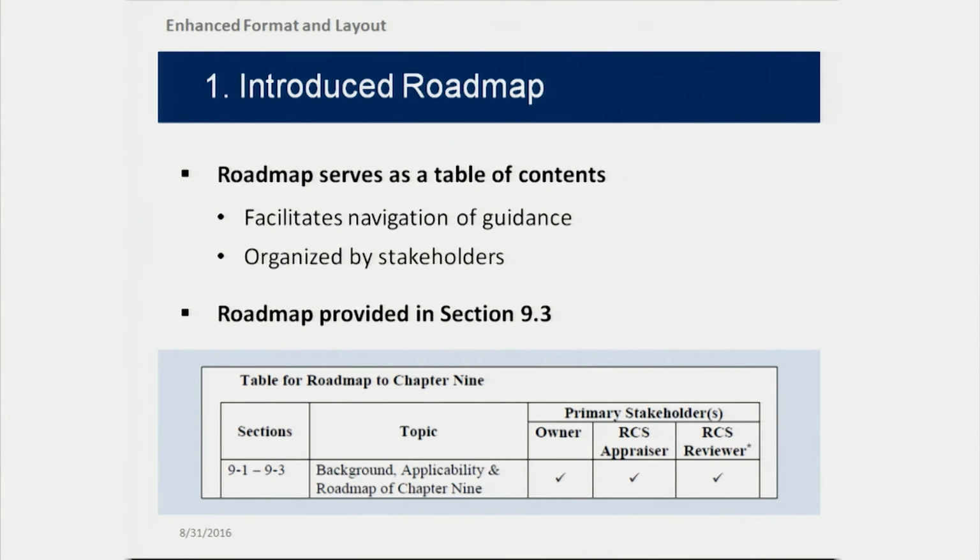The roadmap essentially serves as an enhanced table of contents for Chapter 9. This slide includes an excerpt of what this roadmap looks like, but the complete version can be found under Section 9.3 of the revised chapter. The roadmap provides a list of each section in the chapter and the appendices, and the check marks show the primary stakeholder for the respective section. The purpose of the roadmap is to facilitate navigation of the guidance and provide a visualization to the users on where to go for the relevant guidance.